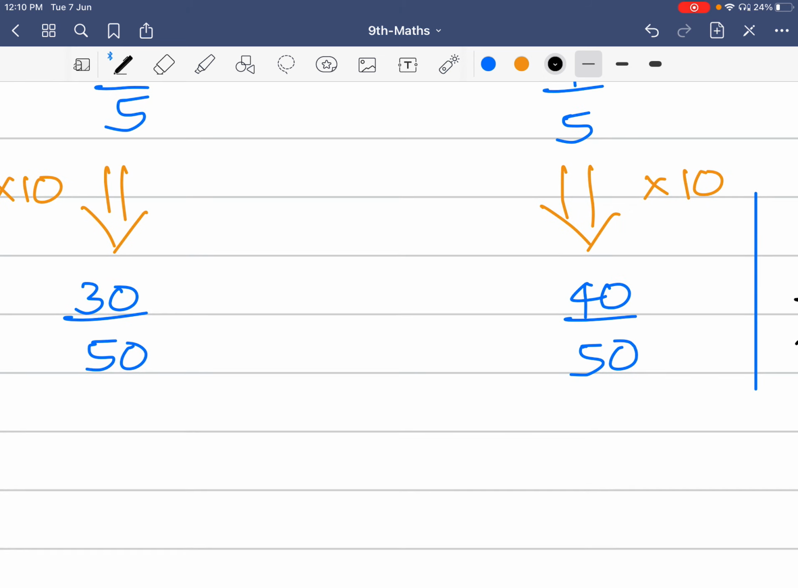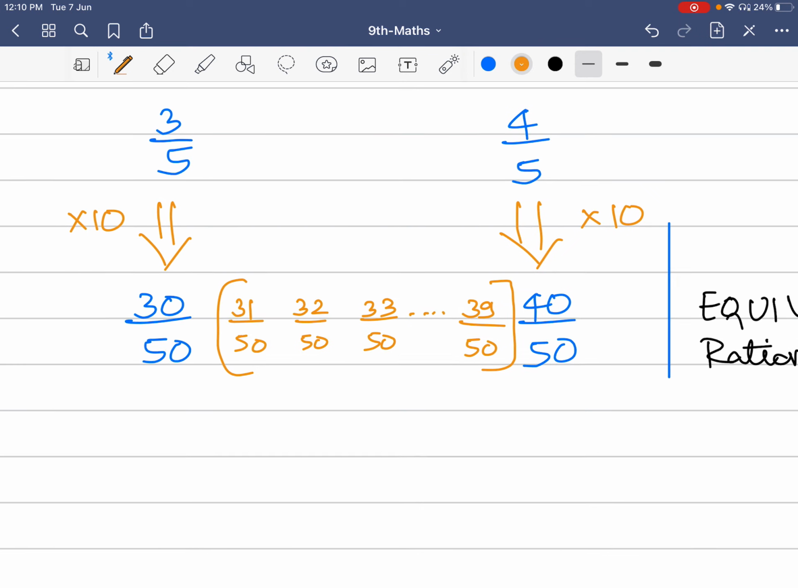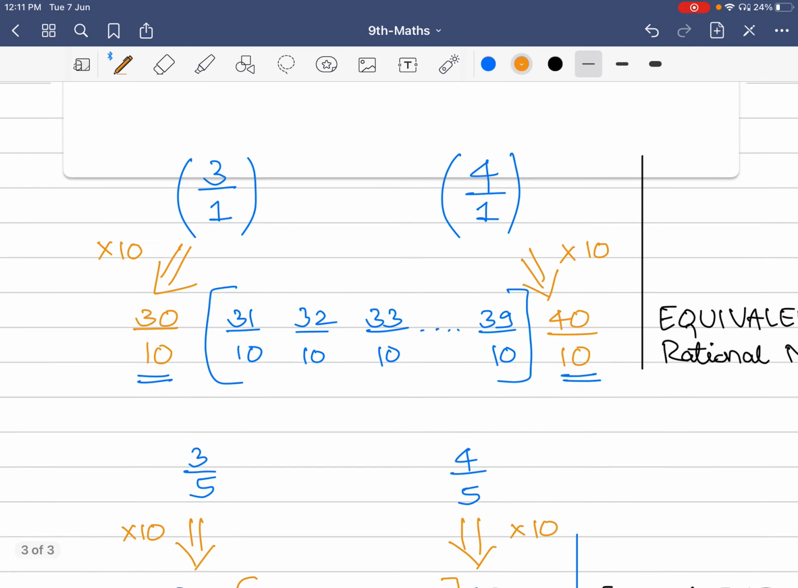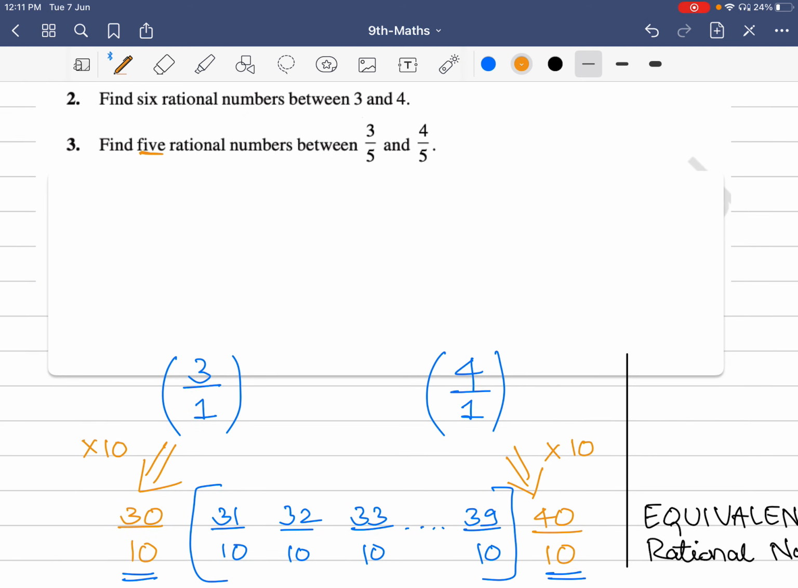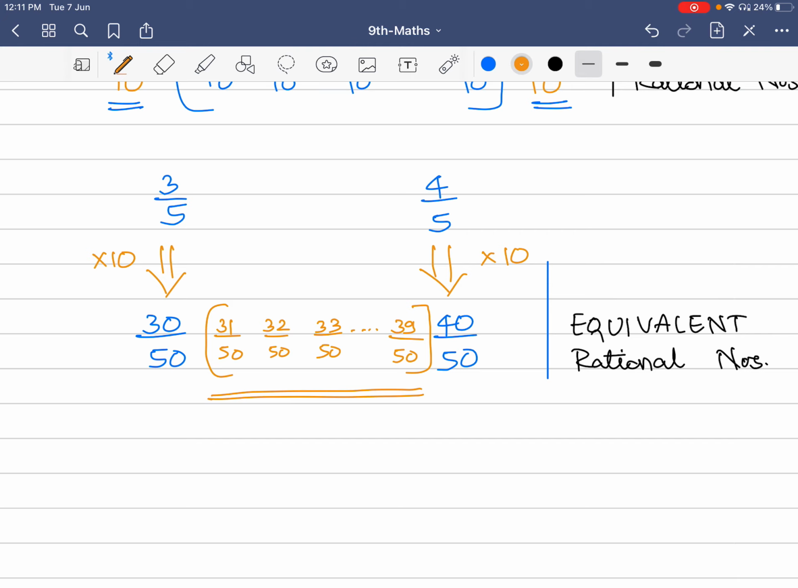So let's zoom in. That's very simple. That's going to be 31 by 50, 32 by 50, 33 by 50, and so on, till 39 by 50. So these are all the rational numbers that lie between 30 by 50 and 40 by 50, and we have to pick out 5 rational numbers. You can pick out any 5 rational numbers from this, and that will be your answer.